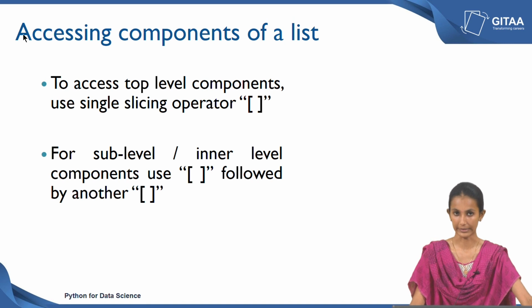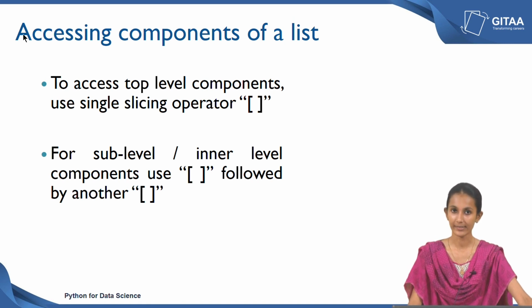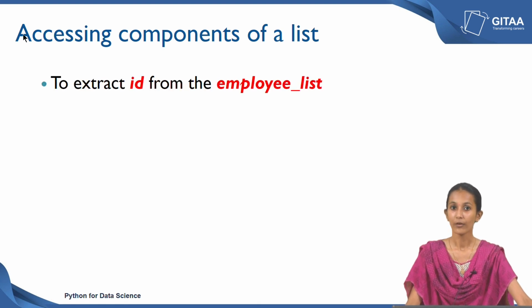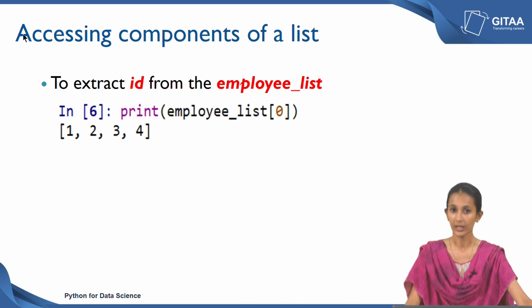If you want to access the sub level components or the inner level components, use square brackets followed by another square bracket. If you want to access ID from the employee_list, our ID is a top level component, employee_name is a top level component and also number_employees is a top level component. So, if I want to extract ID from the employee_list, the command is employee_list followed by the index number. Since ID is our top level component, it has an index value of 0. So, if you give employee_list[0], it will display the elements in the ID.